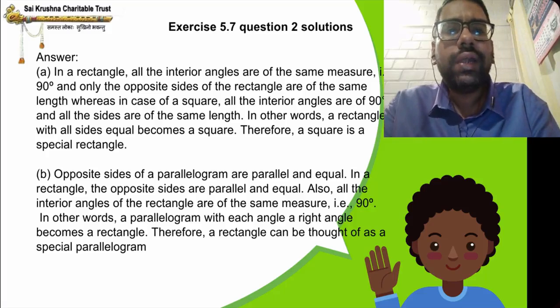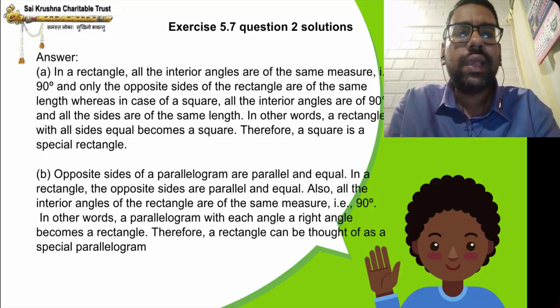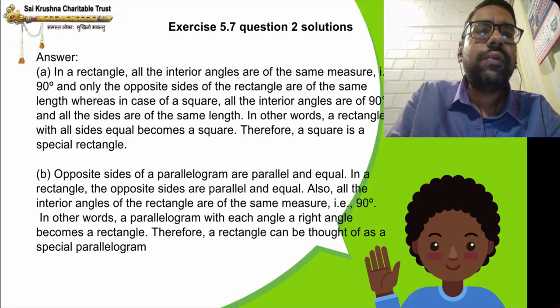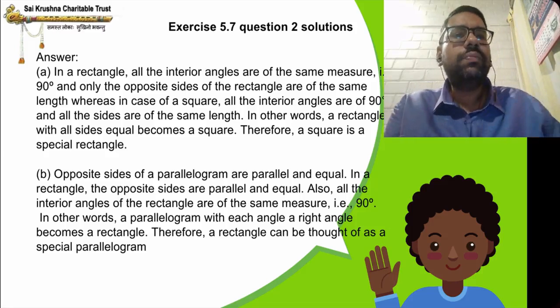In other words, a parallelogram with each angle at a right angle becomes a rectangle. If each angle of a parallelogram is a right angle, it will become a rectangle. Therefore, a rectangle can be thought of as a special parallelogram.